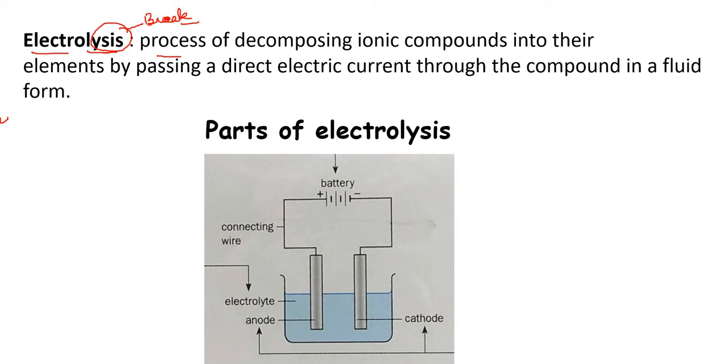Electrolysis is a process of decomposing. Decomposing basically means breaking down an ionic compound into its elements by passing a direct current, DC current, through the compound in a fluid form, which is called the electrolyte.